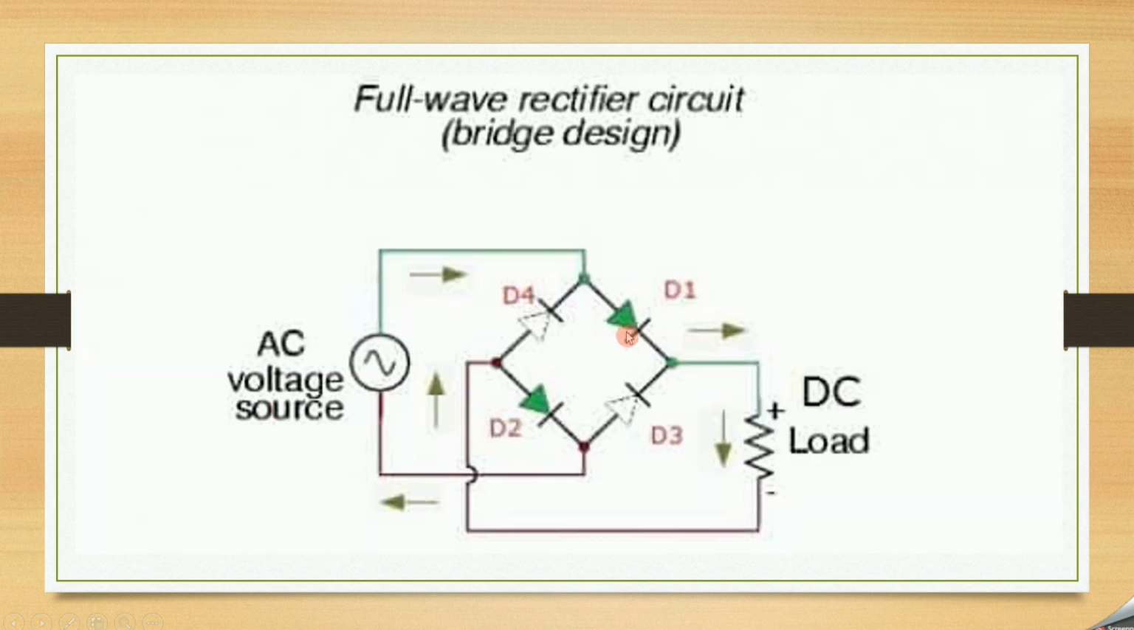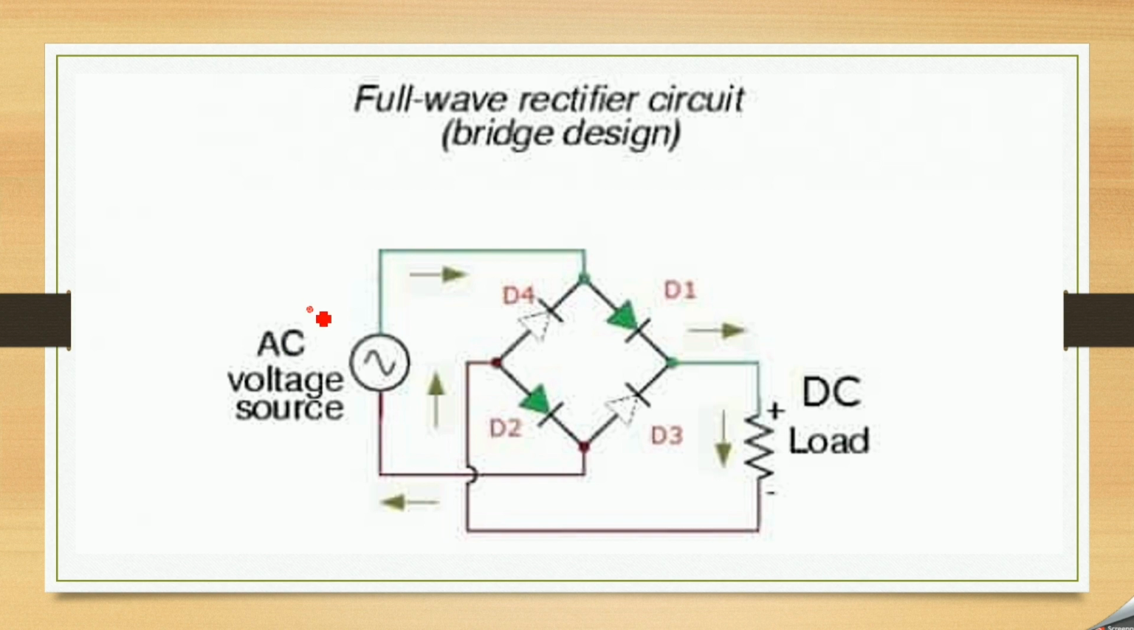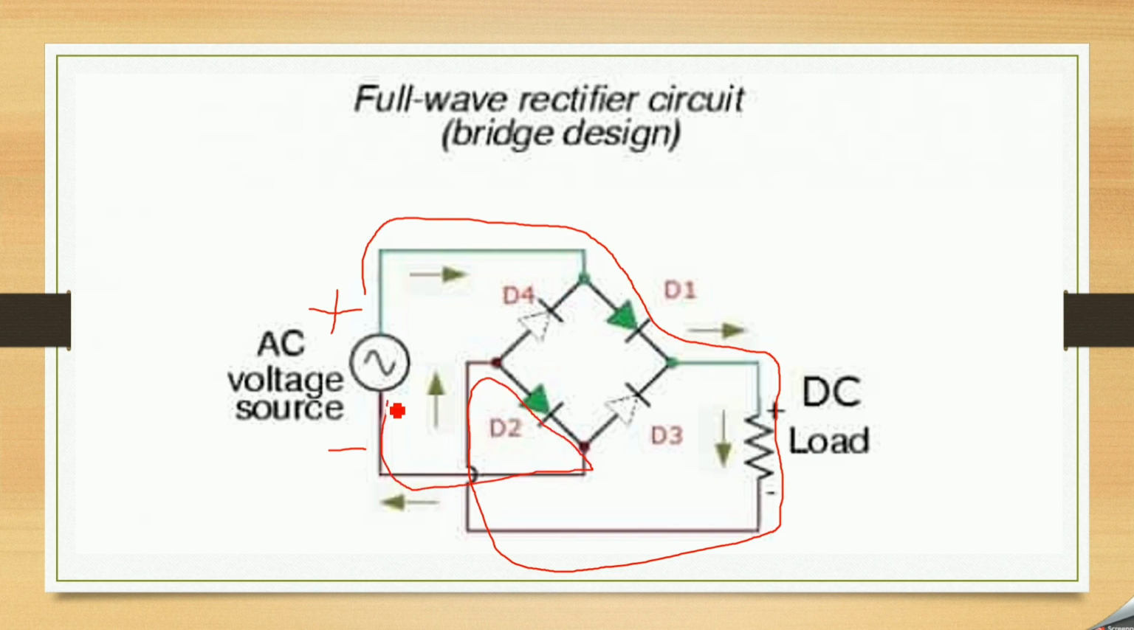During the positive half cycle, diodes D1, D2 become forward biased and diodes D3, D4 become reverse biased. The current flows from positive, diode D1, load resistance, D2, then negative. Suppose this is positive and this is negative. The current flows from diode D1, then load resistance, diode D2 and negative.